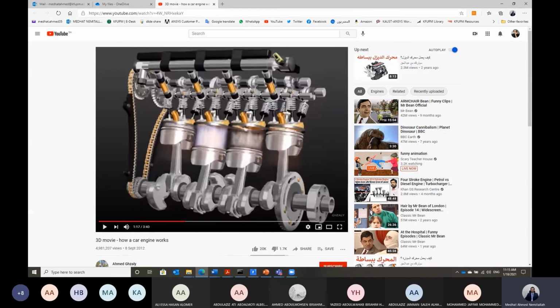But what about the 2-stroke engine, guys? Exactly, they should have the same speed. And in this case, the size of the gear here should be the same as the gear connected to the crankshaft. Okay. By this, guys, we are done, inshallah, for today.